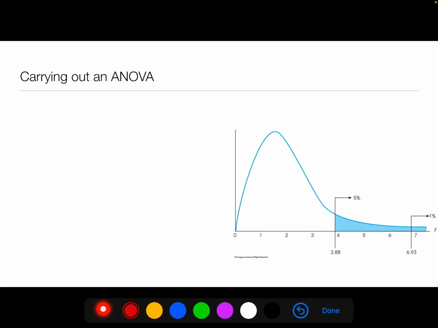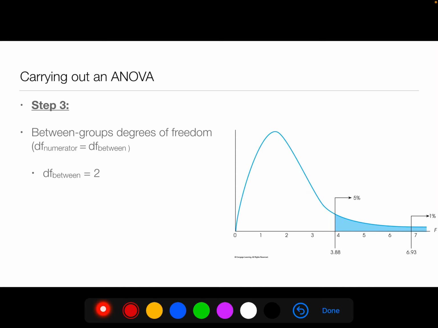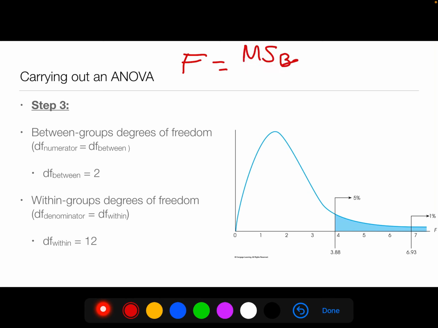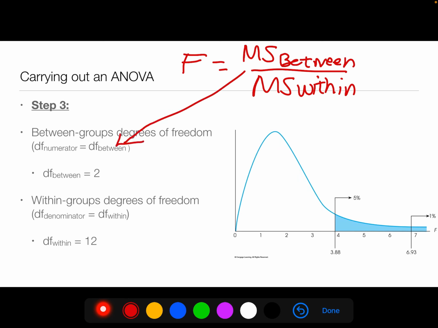Step 3, we're going to take this information that we just said. We're going to use an F table because it's an F distribution. We are going to use our degrees of freedom between that we just calculated as our degrees of freedom numerator, which is 2. Our within groups degrees of freedom will be our denominator. This is because in our final F, we're going to have mean squared between over mean squared within. And so this degrees of freedom will go into the calculation of mean squared between, and this degrees of freedom will go into the calculation of mean squared within. This is why they're getting the titles numerator and denominator.